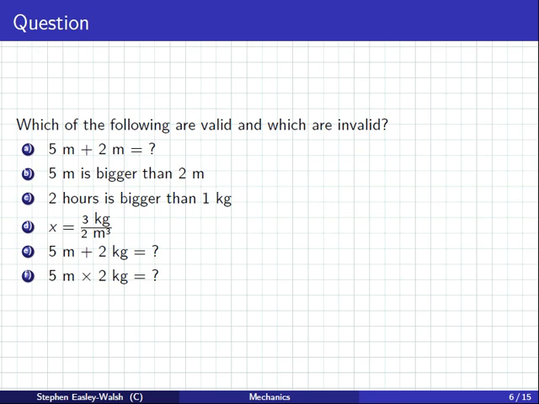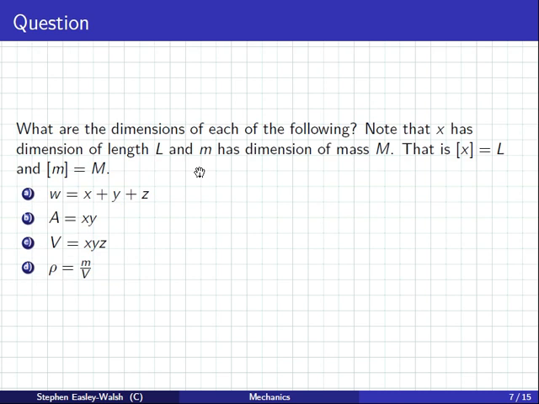So let's have a look at the first one. 5 meters plus 2 meters. Yes or no? Yes. 5 meters is bigger than 2 meters? Yeah. 2 hours is bigger than 1 kilogram? No. X equals 3 kilograms over 2 meters cubed? Yes. 5 meters plus 2 kilograms? No. And 5 meters times 2 kilograms? Yes. Yes, good, okay, good job.